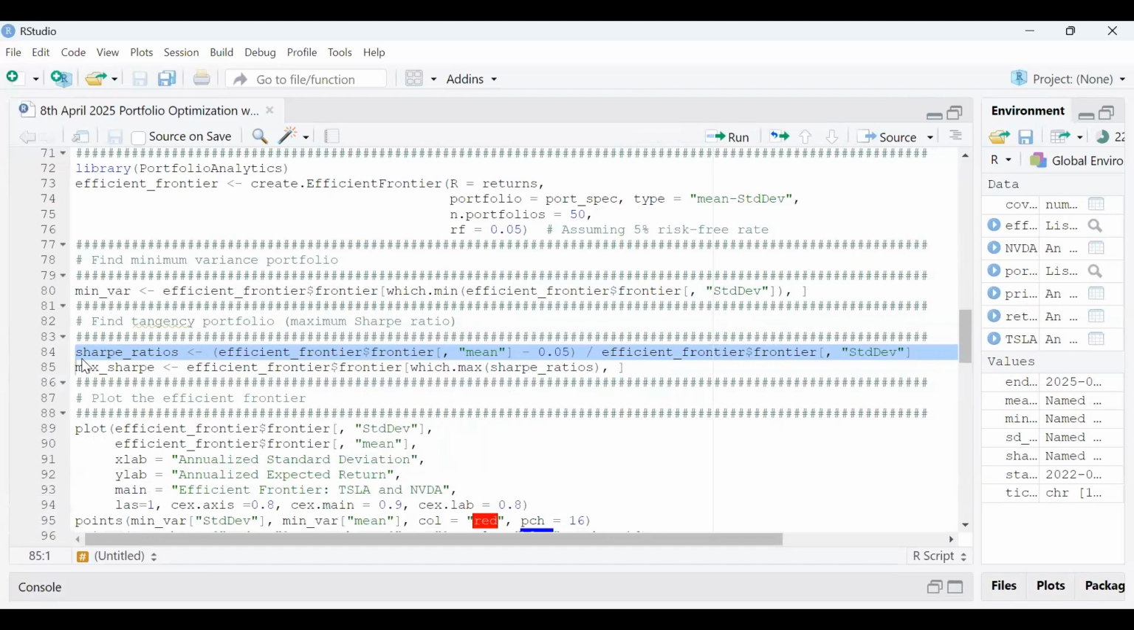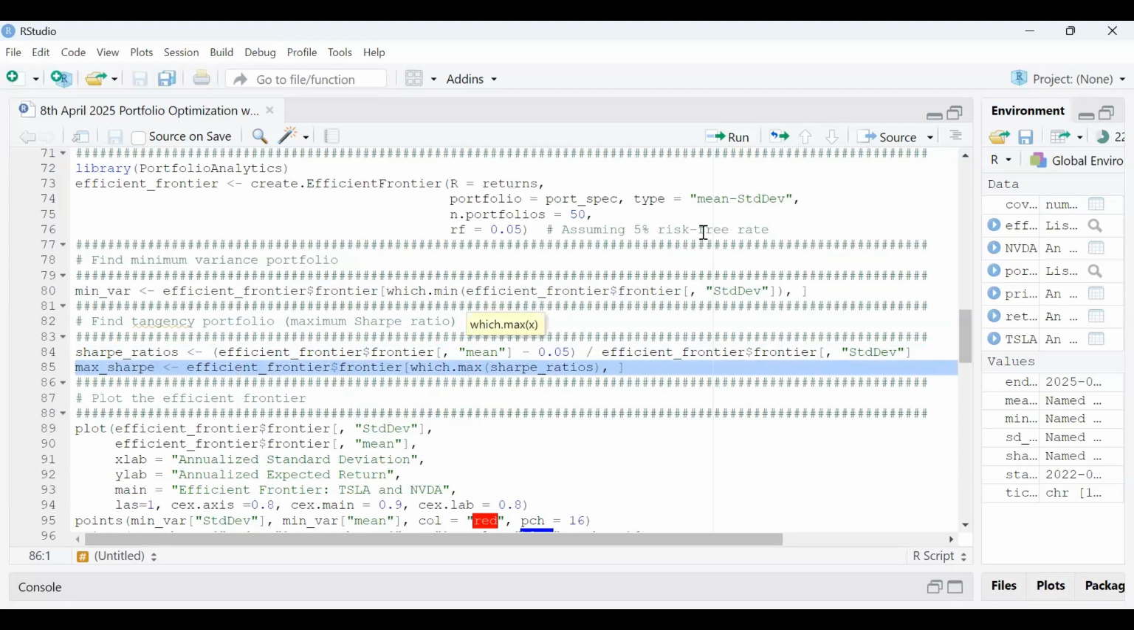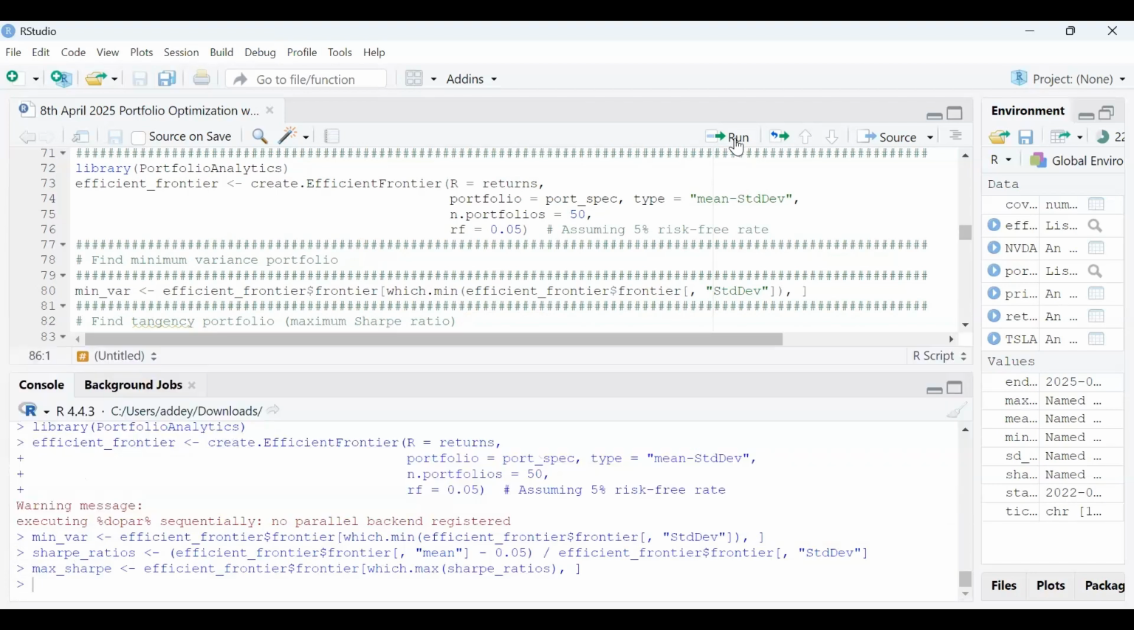So now that I have that Sharpe ratio, I can definitely get the tangency portfolio, which is my maximum Sharpe ratio, by using the which function to see which of the Sharpe ratios I computed is the maximum. So I run that.